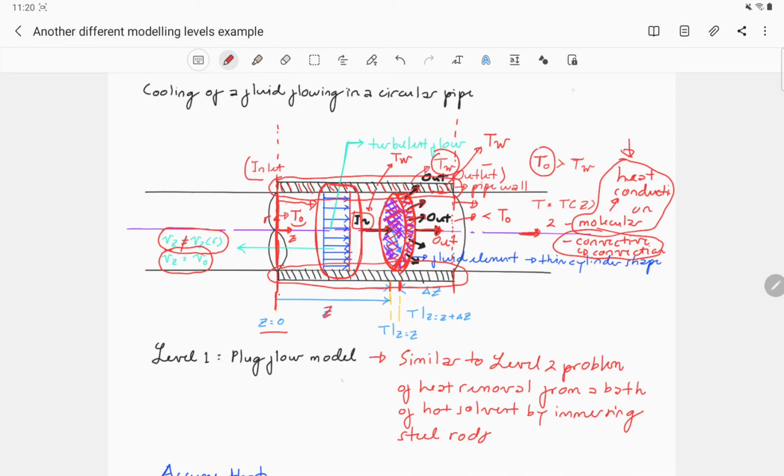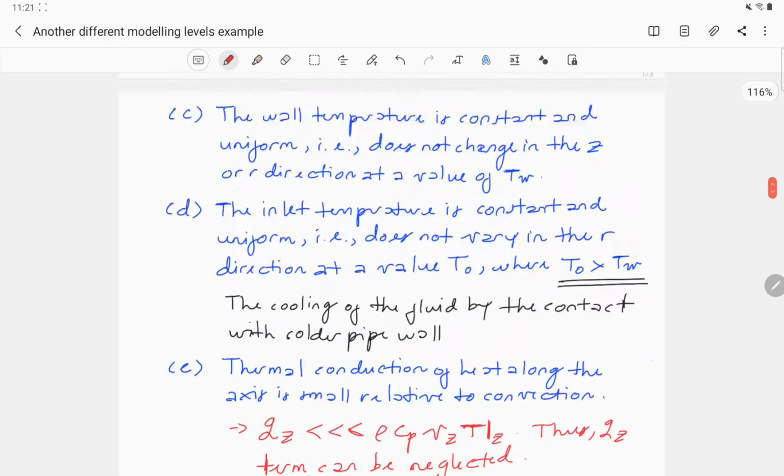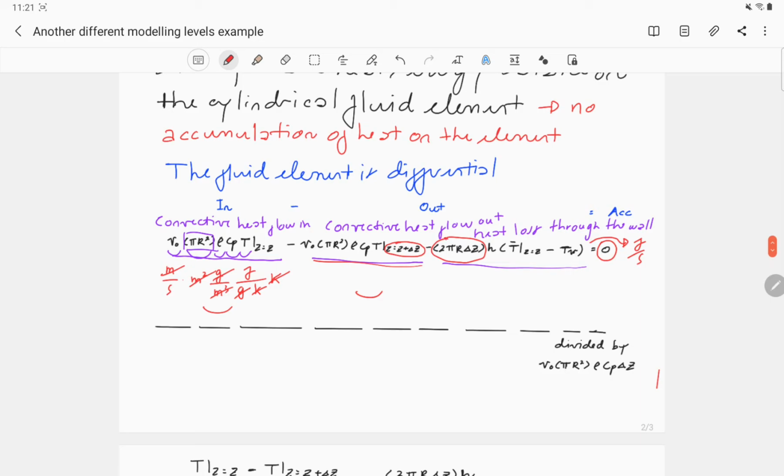Okay, so imagine if you have this particular thin cylinder in here. The area that is in contact with the pipe is this particular area in here. This area has the radius of r, and the thickness in here is delta Z. So this particular surface area comes from the circumference of the cylinder multiplied by the thickness.